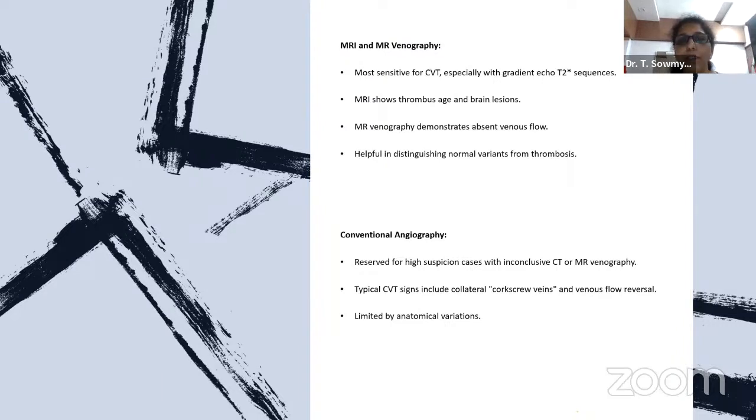And coming to the conventional angiography, it is reserved for high suspicion cases only, where the CT and MR venogram are inconclusive. And the typical CVT signs are corkscrew veins and venous flow reversal.